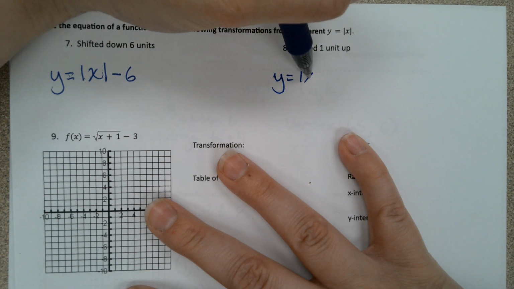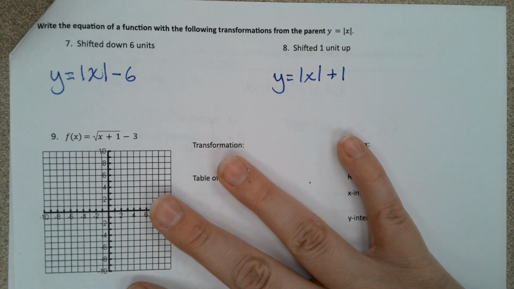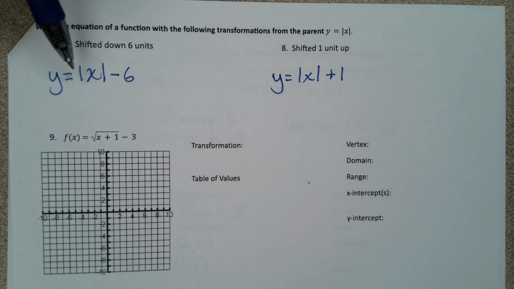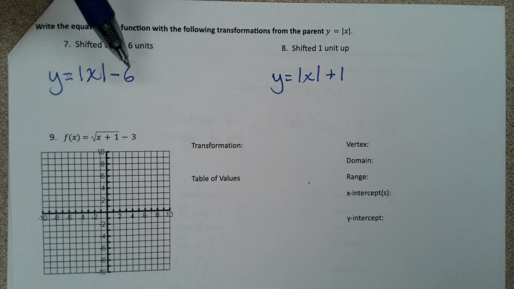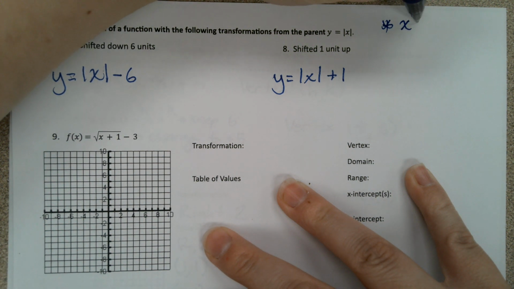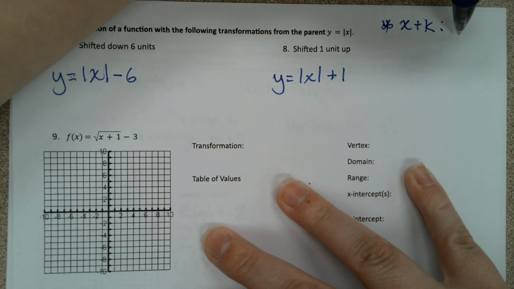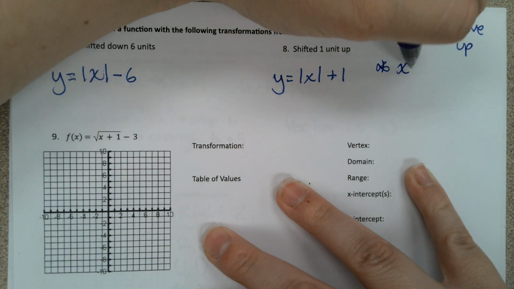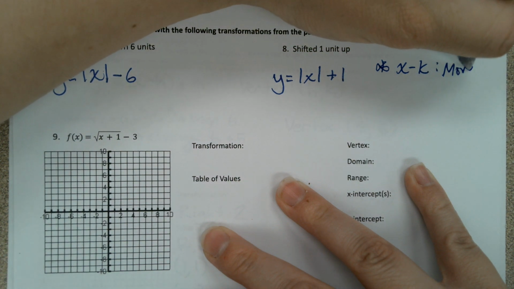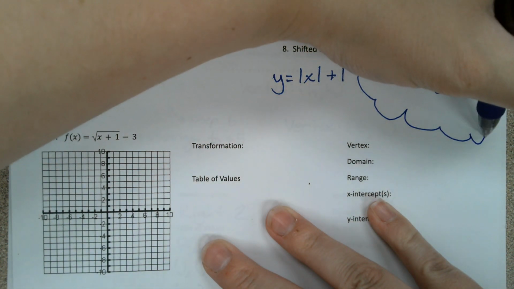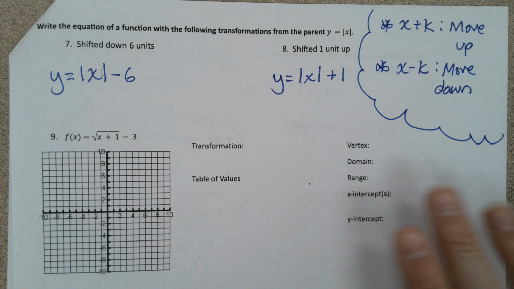And over here, it says 1 unit up. So this is a +1. So that's what's confusing about this. If it's inside with the x, you think about the opposite sign. If it's outside, then whatever that sign is, you go with it. So to sum it up, if you have x plus k, you move up. And if you have x minus k, you move down. It's exactly what you think it would be. So that's a little summary here.